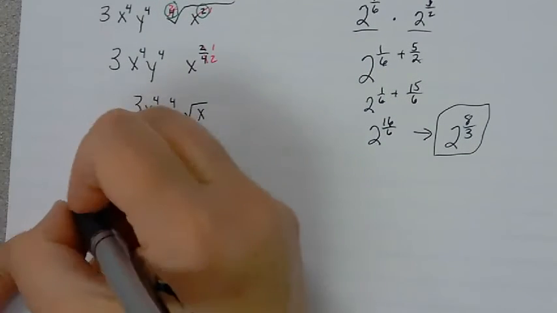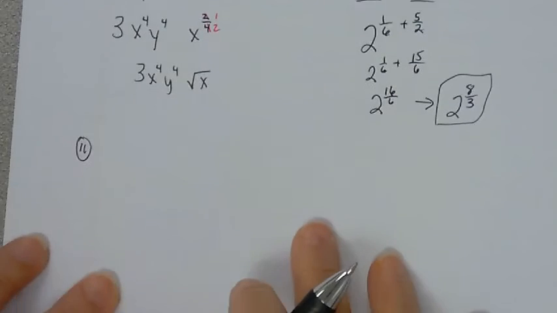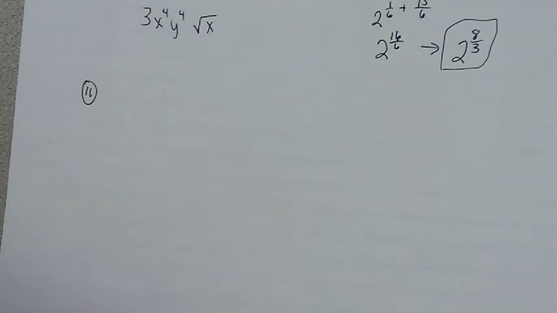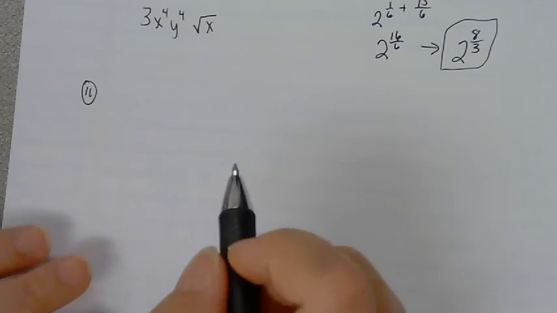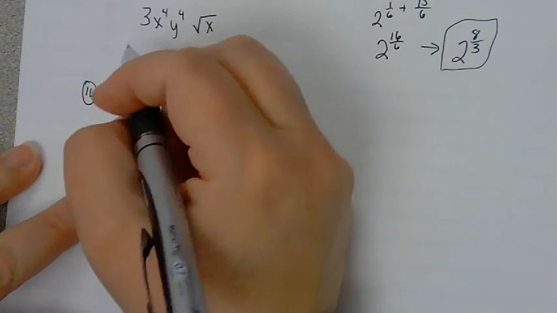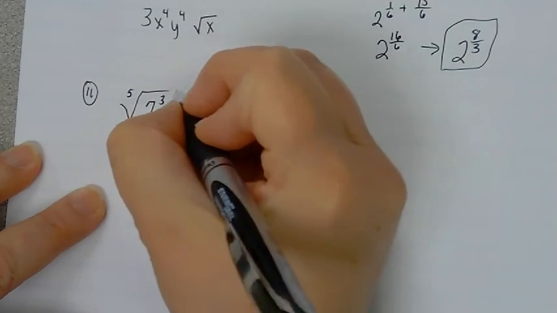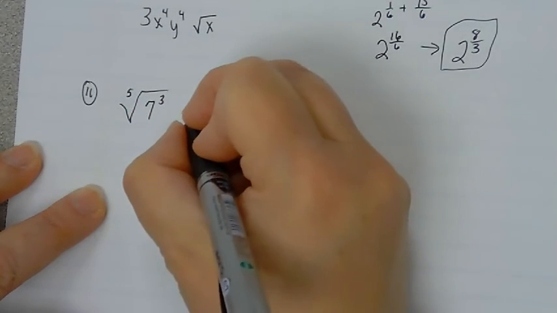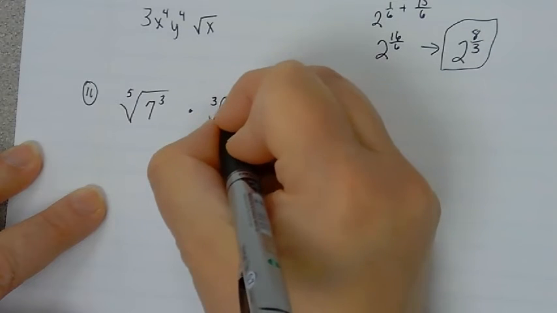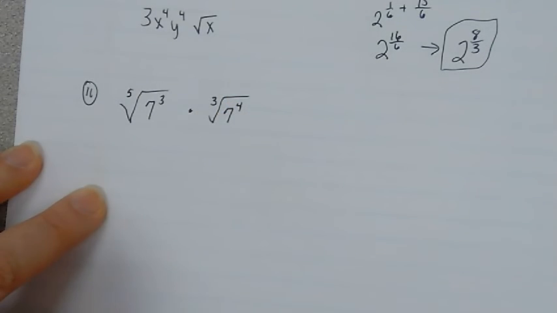Let's do another one like that. Again, anytime you're ready to stop watching and engage, you should pause the video, try the problem yourself, and then come back and see if you're right. So we'll do 2 more of these. Here's number 11. The 5th root of 7 to the 3rd times the cube root of 7 to the 4th.